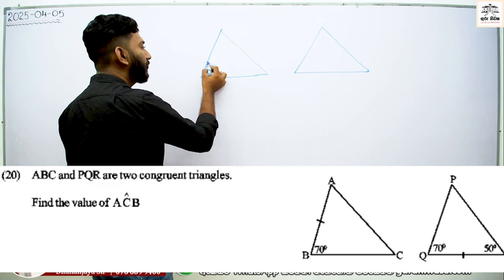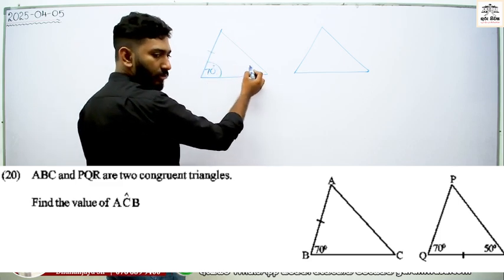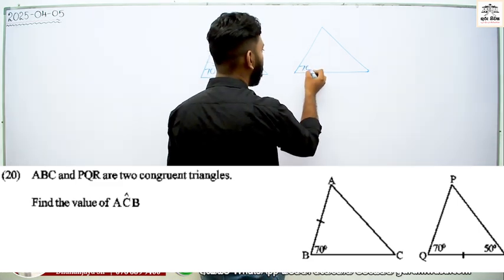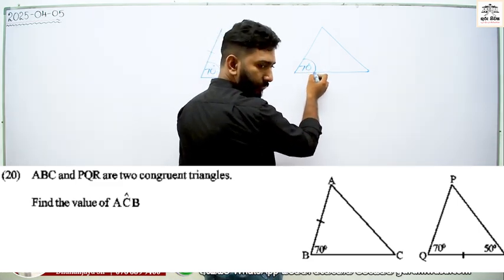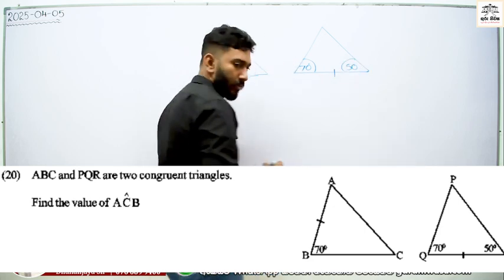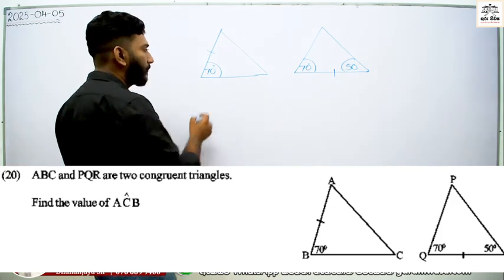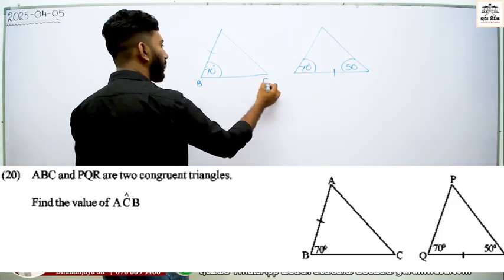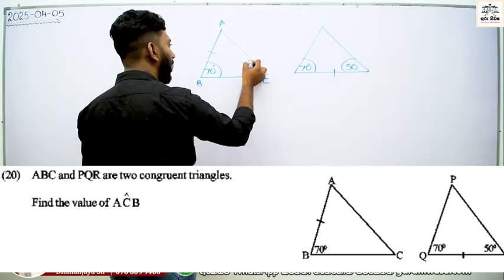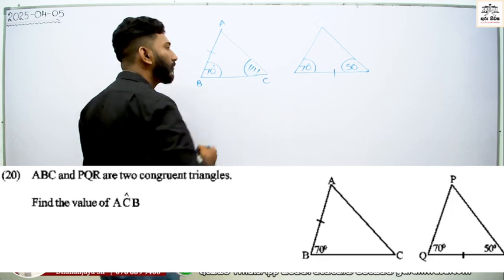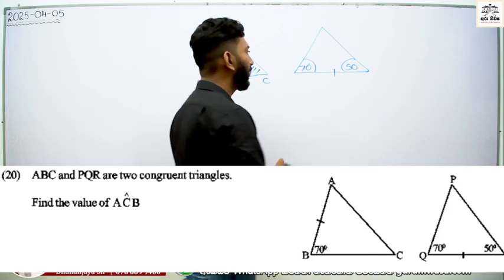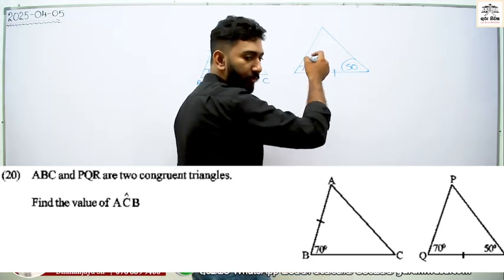70, equal, and that's it. 70 equal 50. ACB. This is ACB. They are asking about this one. Right? And find the value. And this is congruent. And this one becomes PQR.